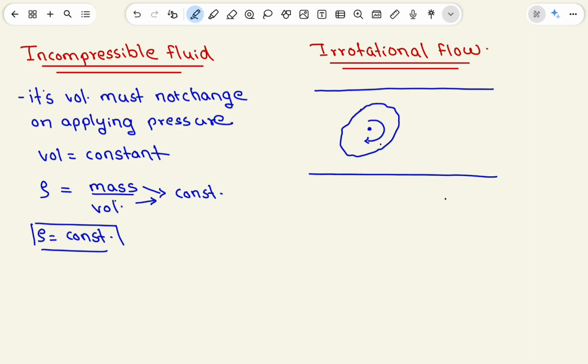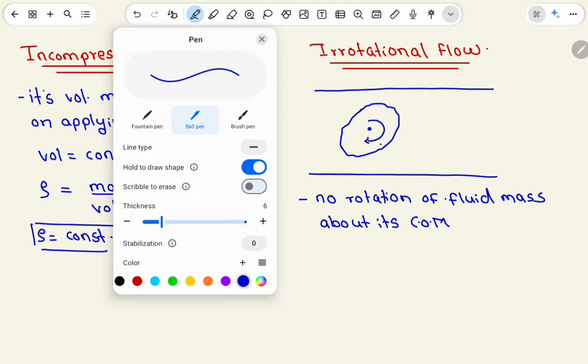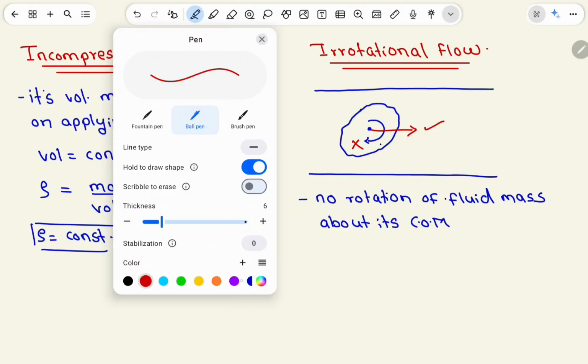Actually, it is a flow in which there is no rotation of the mass of the fluid about its center of mass. The fluid only moves ahead in one direction, and there is no rotation of a certain mass of fluid about its center of mass. So no rotation of fluid mass about its COM, that is center of mass. The fluid mass can linearly move ahead, but this rotation is not allowed.